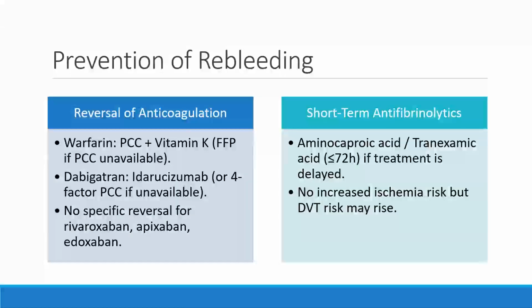If the patient is on an anticoagulant, we have to reverse the anticoagulant, or we can use short-term antifibrinolytics like tranexamic acid if the treatment is delayed. So it has a very good role during the period if the definitive treatment is delayed. It does not increase the risk of ischemia, but there's a risk of DVT.